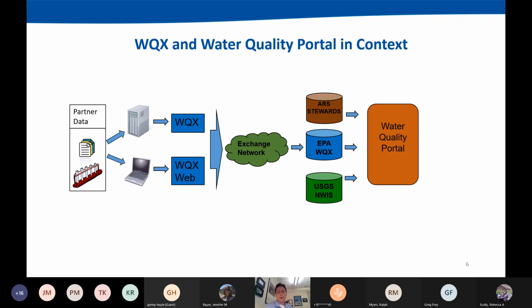And then what we do on our side is twice a week, the WQX data, any data that is submitted to us, we publish that data over to the water quality portal. So essentially what that means, if you share your data with us on a Monday, typically by the Thursday of that week, your data will be showing up publicly on the water quality portal. So it's fairly quick timing for that data to show up out there on the internet.